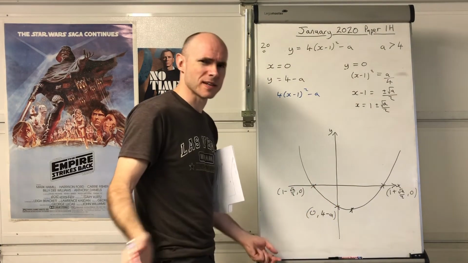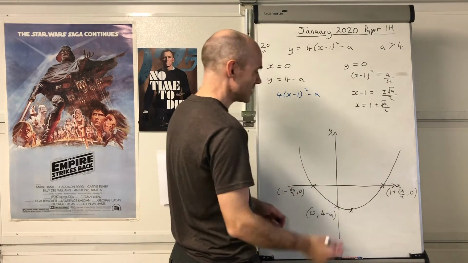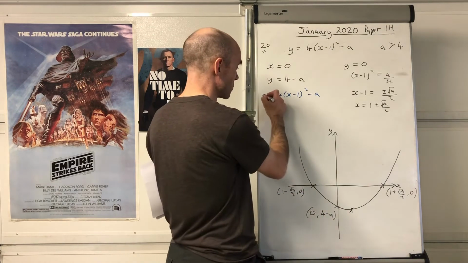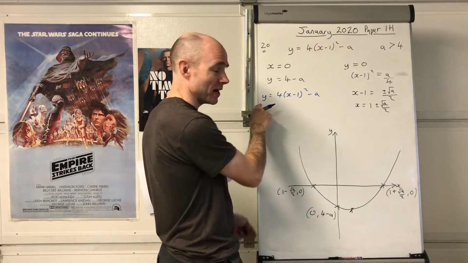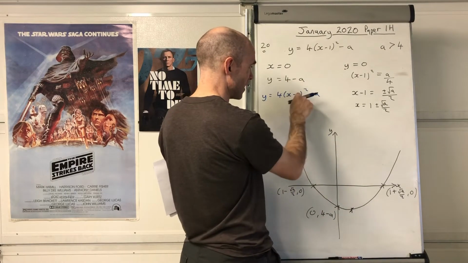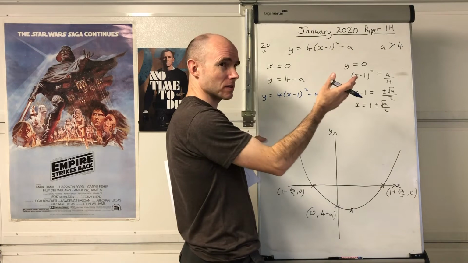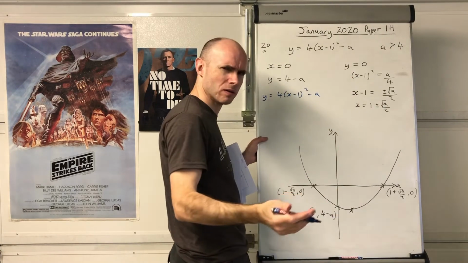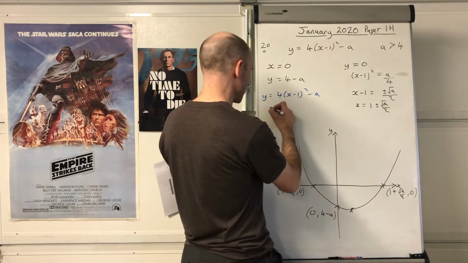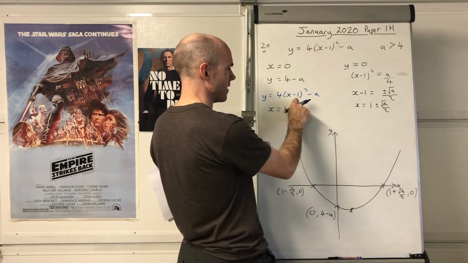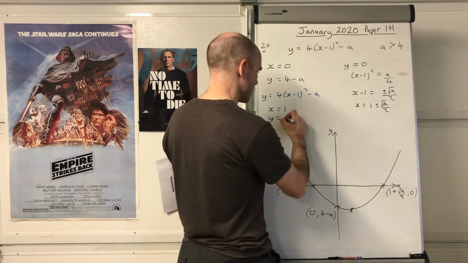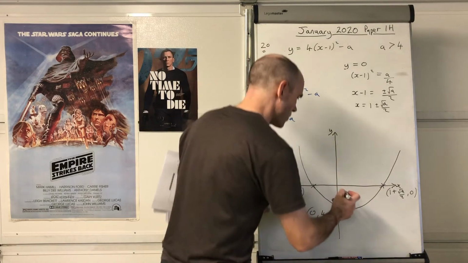I didn't say that very well, so I'm going to say it again. The minimum value is the lowest possible value of y, because remember it's y equals. That's going to happen when this is at its lowest value. Something squared, the lowest square number is 0. Not 1, 0. 0 squared is 0. It's smaller than 1, isn't it? So when x is 1, that is going to be its smallest value. And when x is 1, y is going to be 4 times 0, subtract a, negative a. So that's it. So the coordinate 1, negative a.